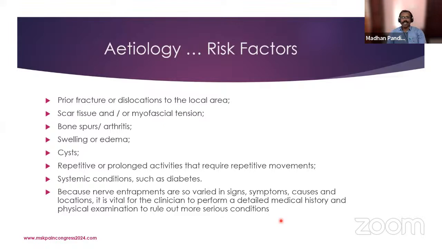So what are the etiological and risk factors? If there is a trauma, definitely, yes, there is always going to be some little scars, myofascial tension, bony spurs, arthritis, some cysts, systemic diseases like diabetes, acromegaly, hypothyroidism. All this can result in a nerve entrapment syndrome.